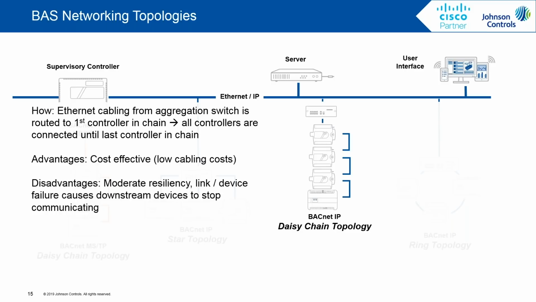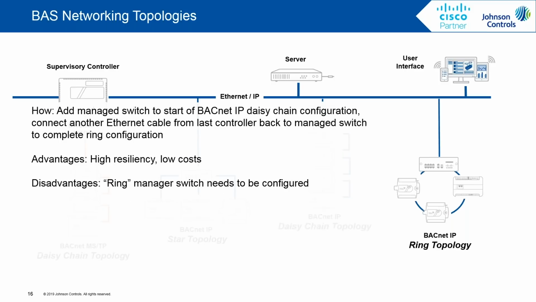So let's talk about Ethernet-based IP controllers configured in ring topology. With ring topology, you are adding a managed industrial switch at the beginning of the traditional daisy chain and then connecting another cable from the last controller back to the aggregation switch. In all simplicity, you're really just creating a communication ring using Cat6 cabling, and then this ring network is managed by a switch. This provides a nice balance between the installed cost and resiliency, the pros and cons of the other topologies, such as star and daisy chain.